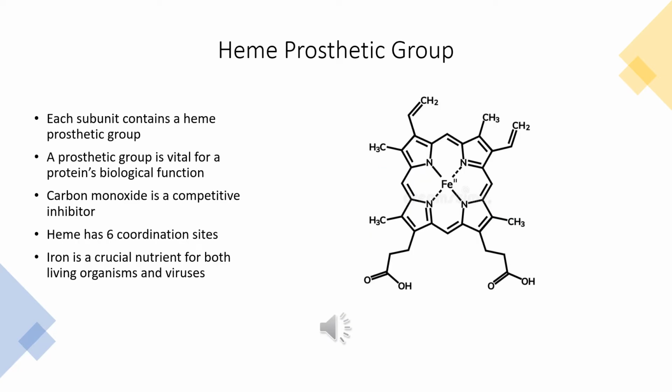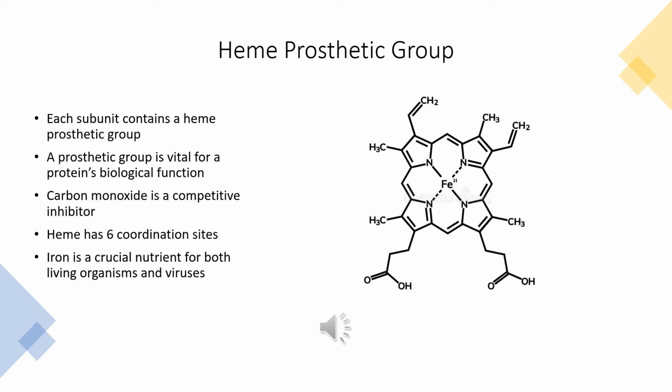As stated in the previous slide, each one of the 4 subunits contains a heme prosthetic group. The prosthetic group is a bound unit that a protein requires for carrying out its specific biological function. Hemoglobin's function is to transport oxygen from the lungs and deliver it to the tissues. It will then pick up carbon dioxide in order for it to be expelled from the body.